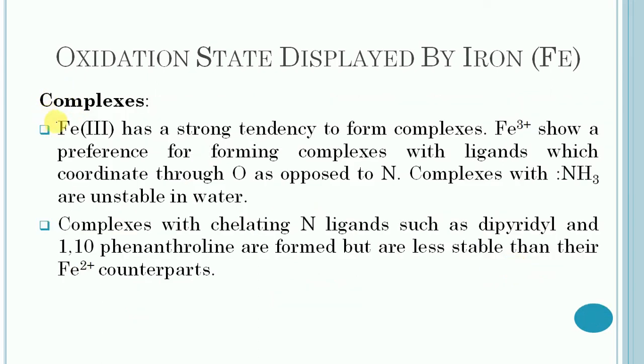Next are the complexes. Iron 3 positive ion has a strong tendency to form complexes. Iron 3 positive shows a preference for forming complexes with ligands which coordinate through oxygen as opposed to nitrogen. Complexes with ammonia ligand are unstable in water. Complexes with chelating nitrogen ligands such as dipyridine and 1,10-phenanthroline are formed but are less stable than their iron 2 positive counterparts.